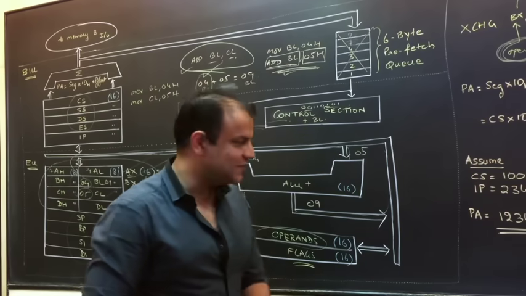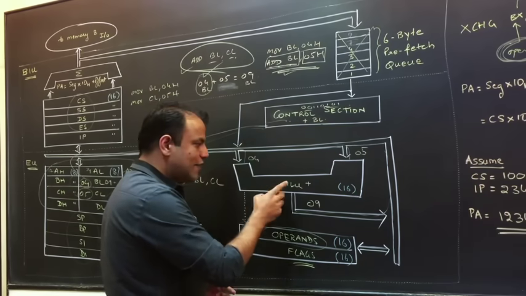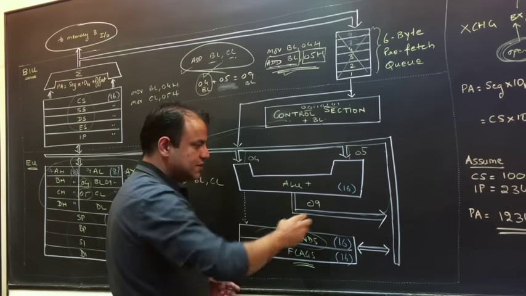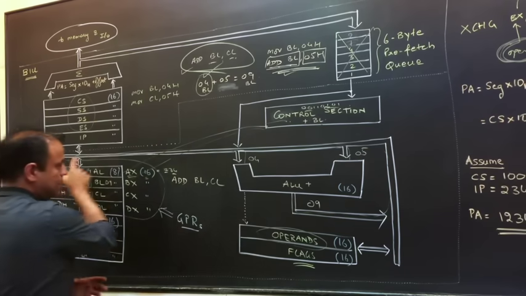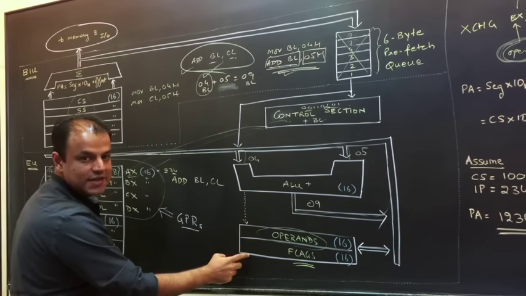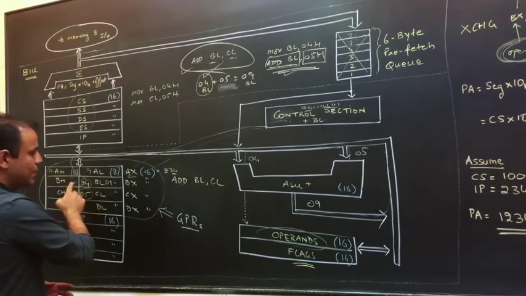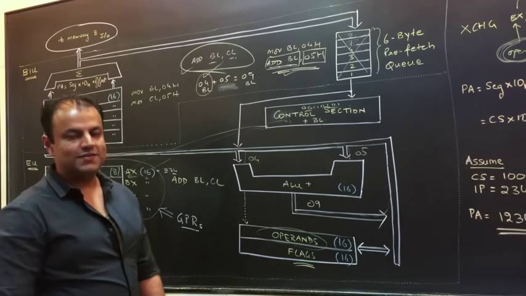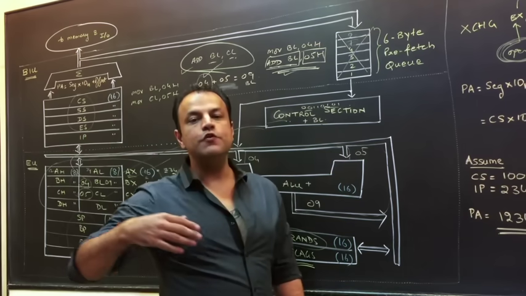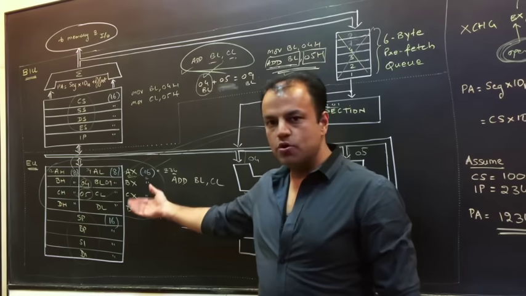So the flag register contains the status of the current result. Who produces the result? ALU. So every time the ALU does an operation, it produces two things. It produces a result and it produces a status. The result goes into the appropriate register. The status goes into the flag register. That's what the flag register is. It gives you the status of the result. If you want to know the result, you check out your own register.